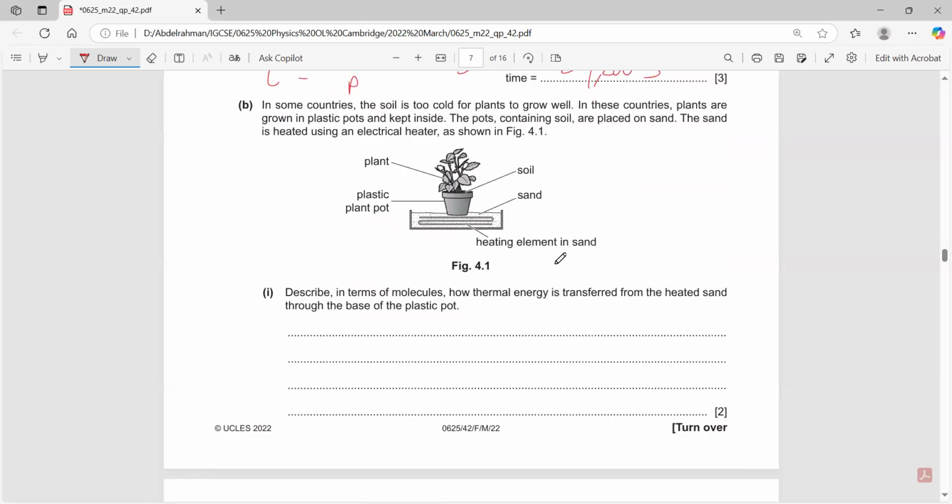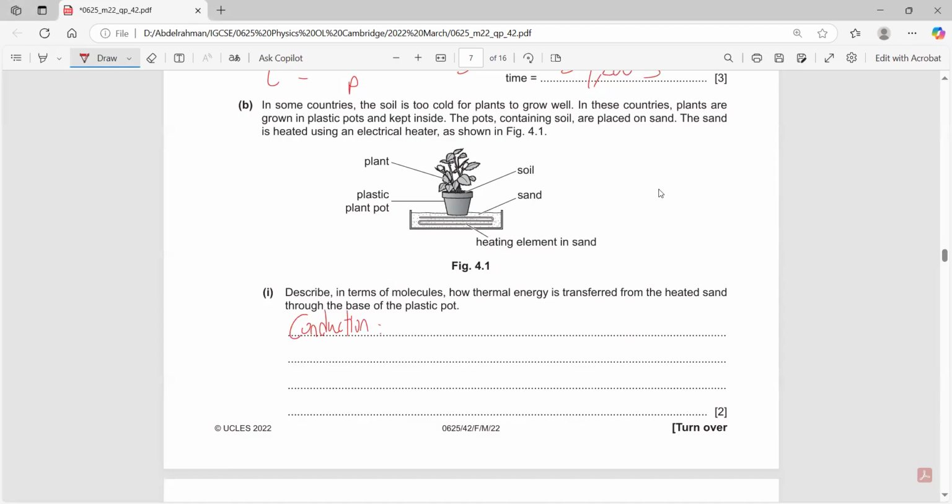Describe in terms of molecules how the thermal energy is transferred from the heated sand through the base of the pot. Through the base of the pot. How can you transfer this energy? Basically by conduction, right? By conduction, in which the molecules gain kinetic energy.